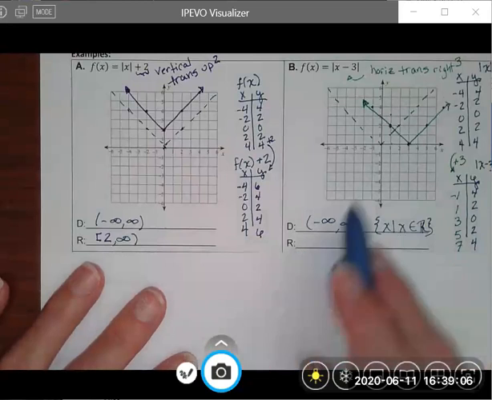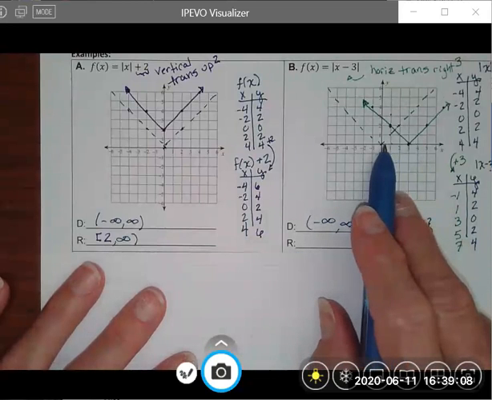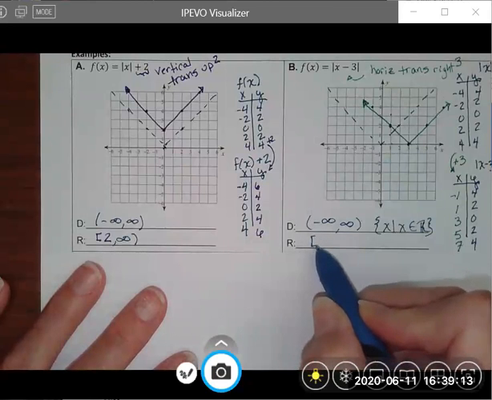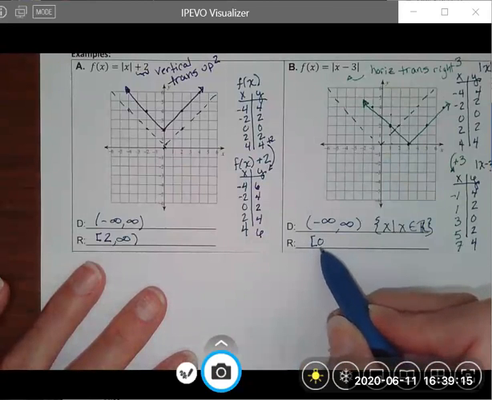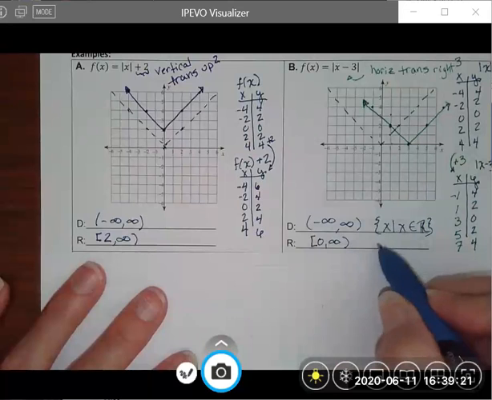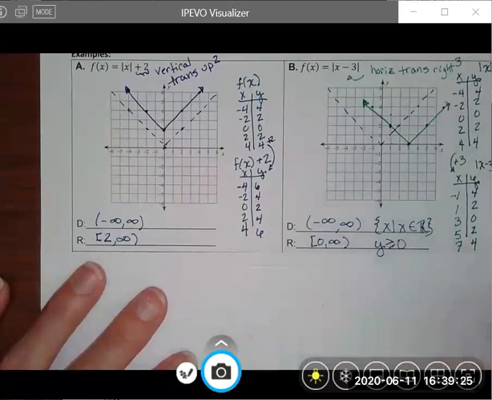For my range, you'll notice my vertex has not moved vertically up or down. So my range actually has not changed. I still have a vertex at 0. That is the lowest y value that occurs in my graph. And I'm going up forever. You could do inequality notation and say that y's have to be greater than or equal to 0.